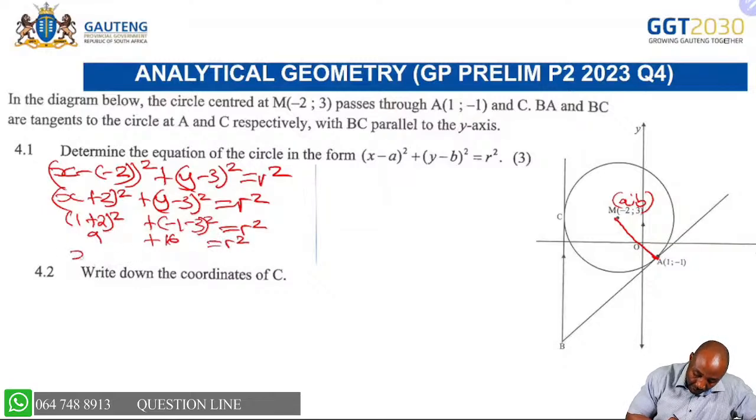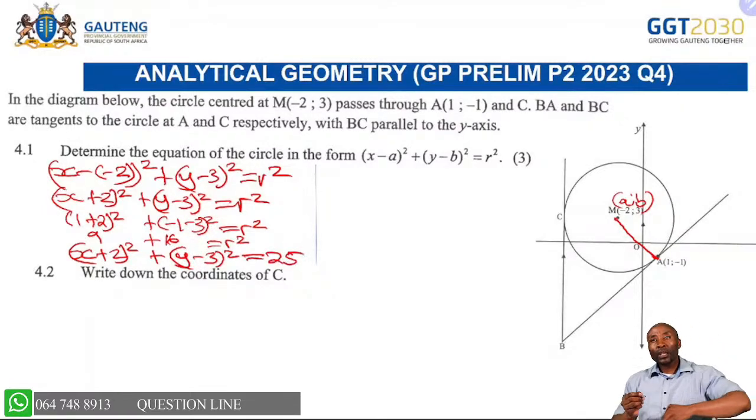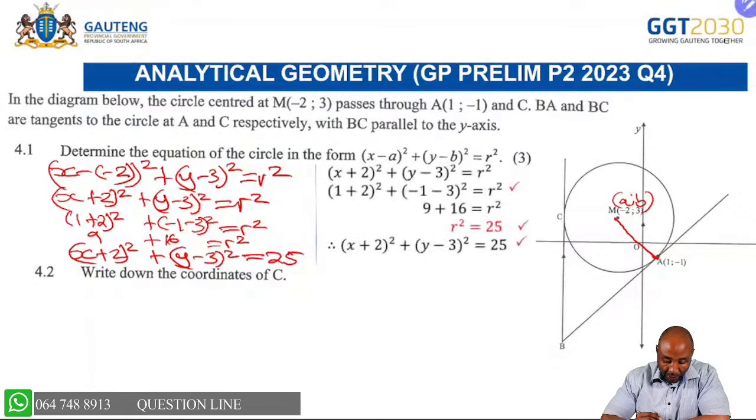Therefore, my equation will be given by x plus 2 squared plus y minus 3 all squared is equal to 25. A common mistake that we make there is to write r squared as 5. It has to be the radius squared, not the value of the radius. We got that one as our answer, and that's where we get our 3 marks.